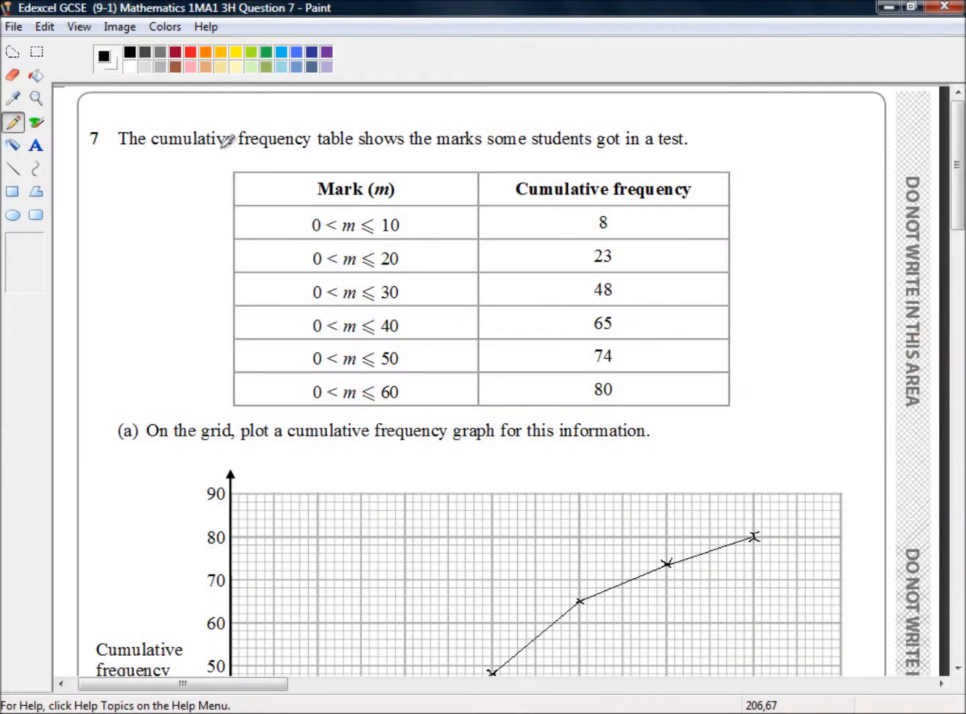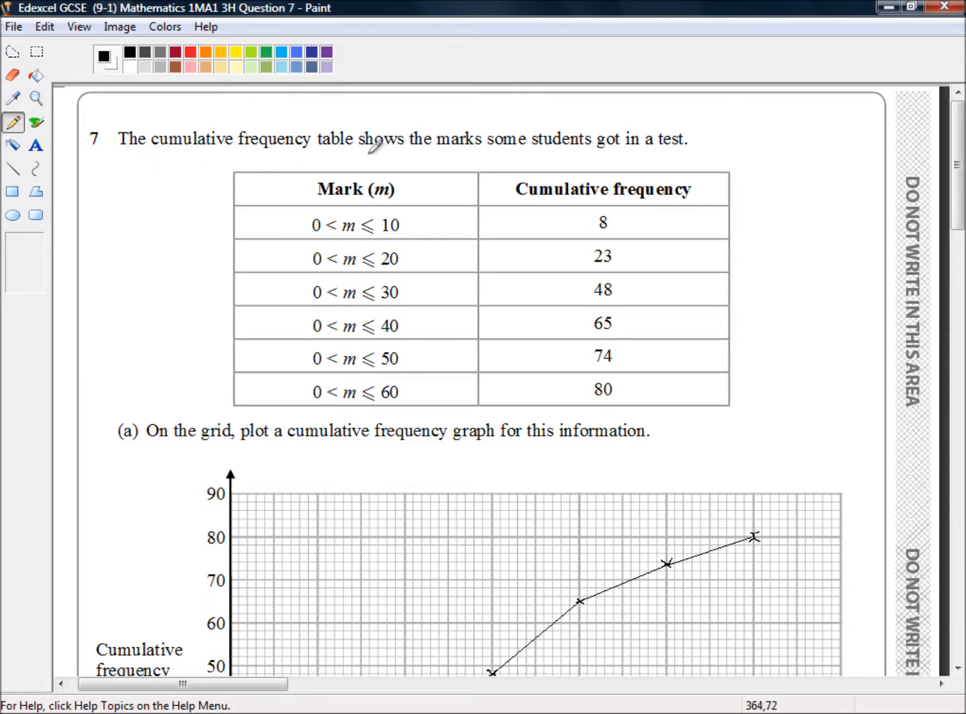Hello and welcome to the new style Edexcel GCSEs. These are the ones that go from grades 9 through to grade 1. This is paper 1 MA1/3H. It's the third paper in the higher tier. It is a calculator paper, so we are allowed to use calculators, and we're picking up in question 7.